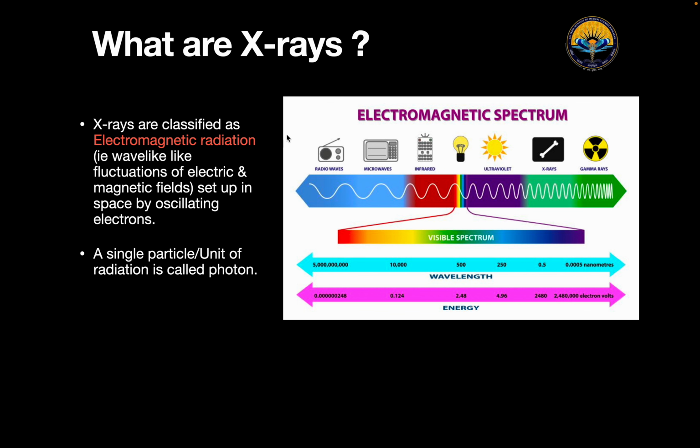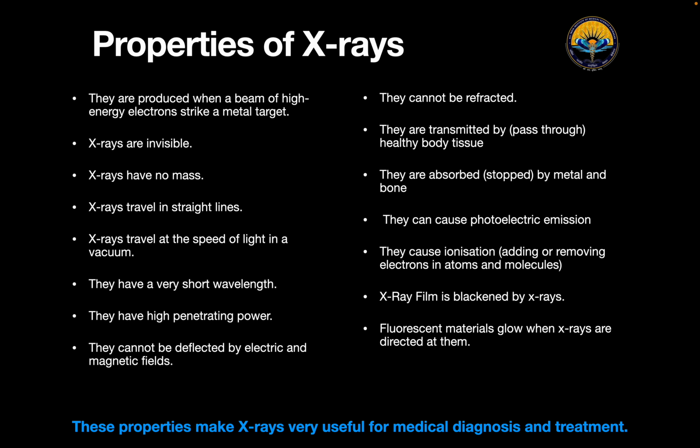So here we have the EM spectrum, and we can see above the visible spectrum, we have UV, X-rays and gamma rays. X-rays all have very high frequencies, and so these are EM radiation, so they have properties similar to EM radiation.